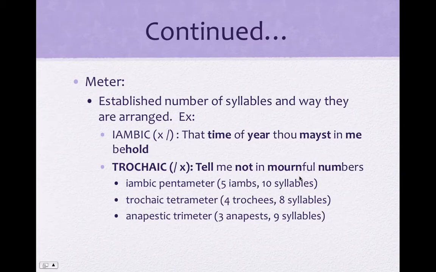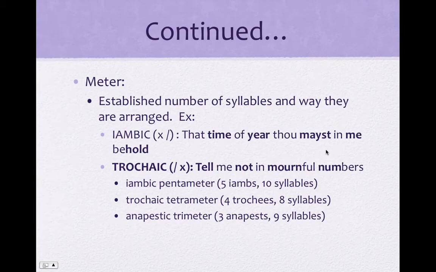So, for example, iambic pentameter has 10 syllables and 5 iambs, or 5 pairs. So I know that the line would go that time, that's one pair. Of year, there would be another line. Thou mayest, you get it.